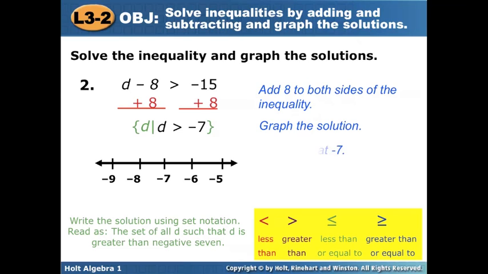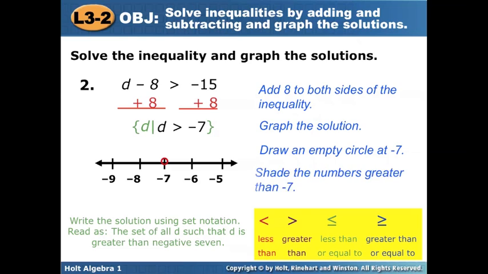We'll have an open circle on the negative 7. This shows that it's not equal to negative 7. And we shade towards the greater than side. Also shade the arrow of the number line.